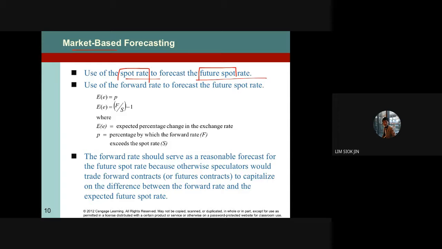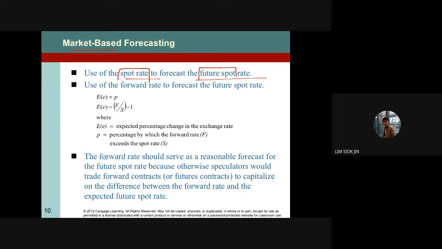Can you exchange foreign currency today for some time, or 1 month later? Can we lock in the rate today? Yes, we can, and it is called a forward rate. So if we know the rate 1 month later today, we can actually use this data to forecast, right? So it is just common sense lah.